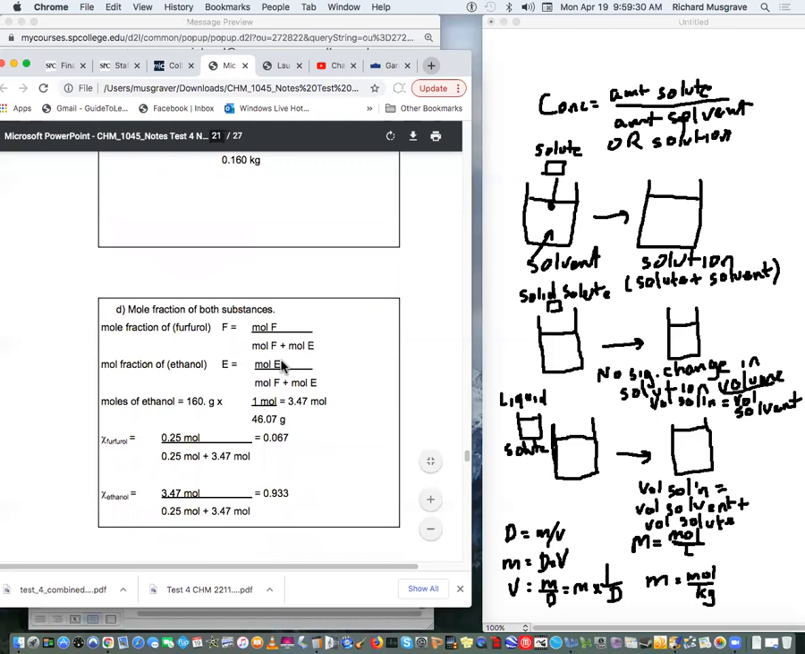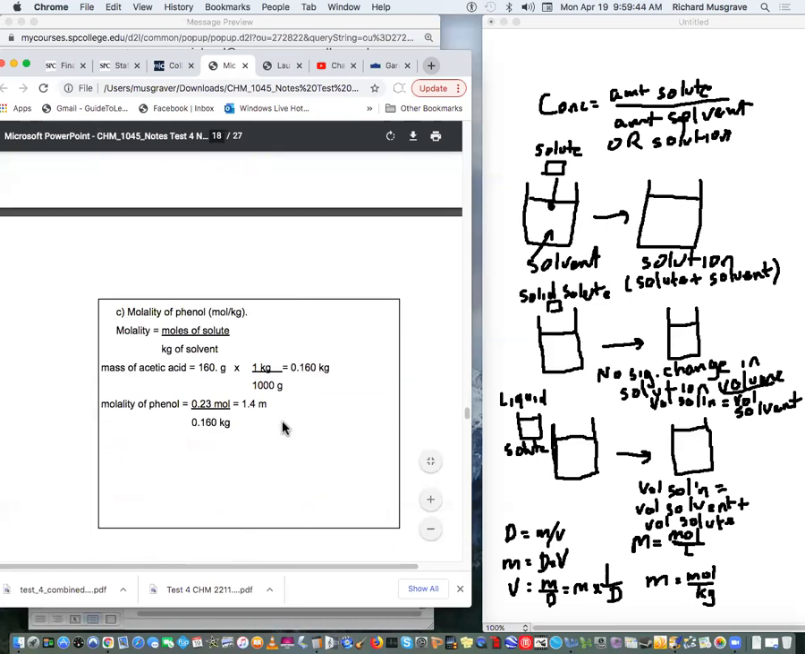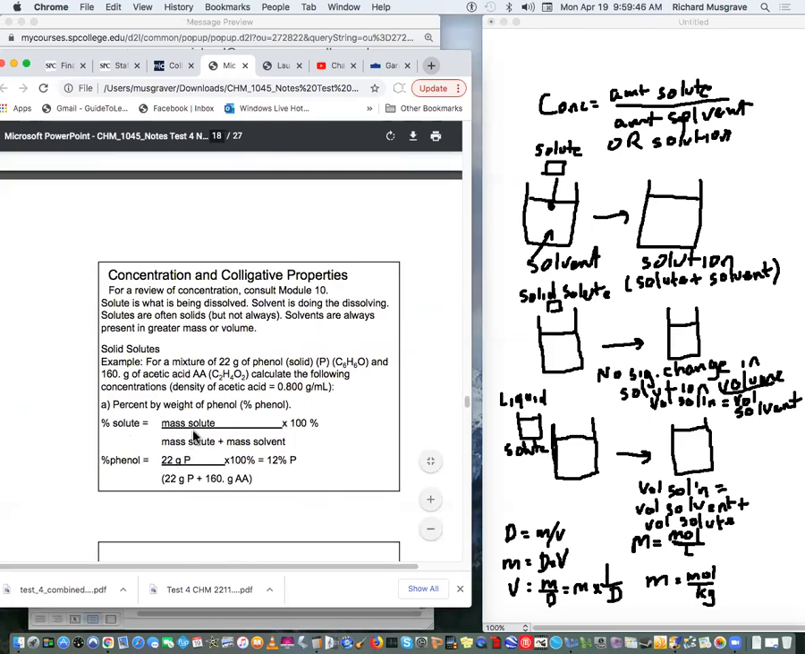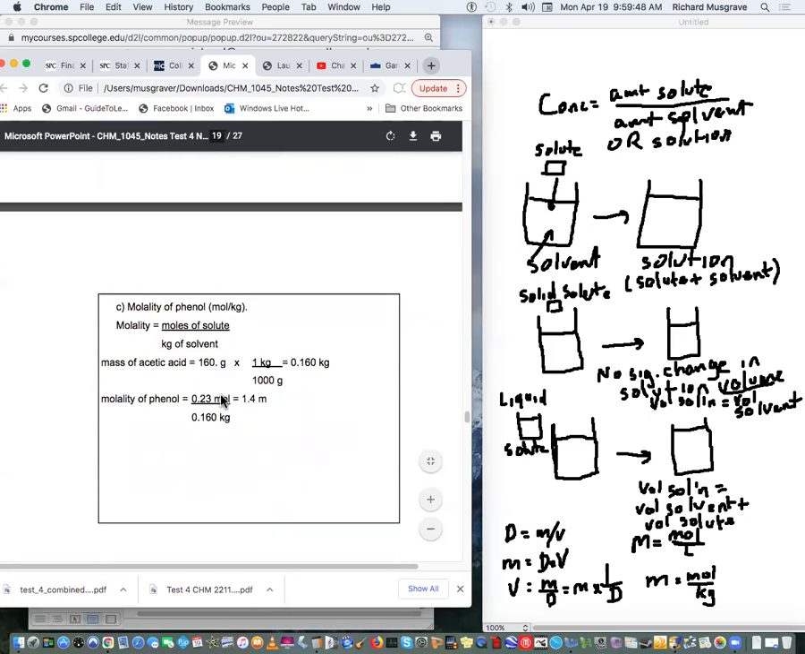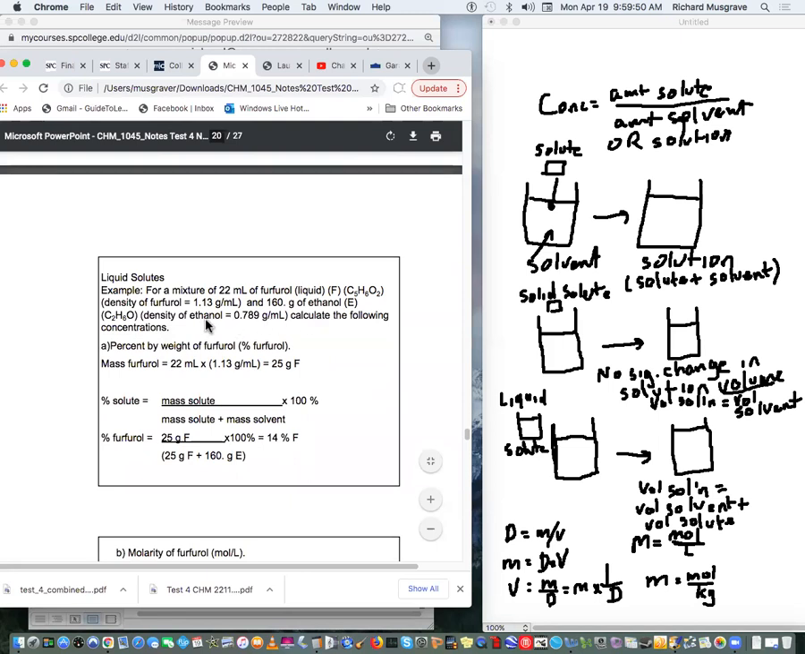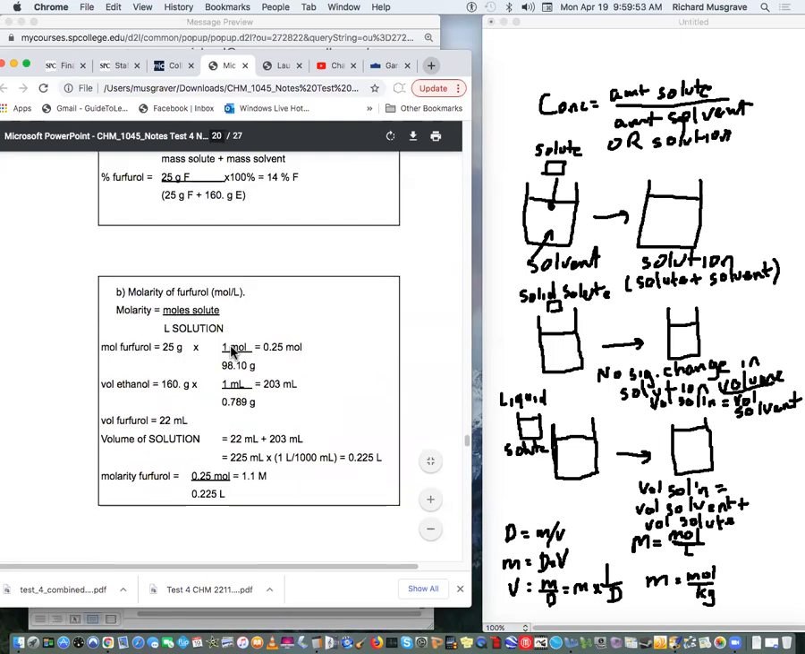The mole fraction is exactly the same as it was before as well. We need to get the moles of each. We already have the moles of furfural. Now we need the moles of ethanol, and that would be 160 grams times 1 mole over 46.07 grams, which we get again from the molecular formula, which is up here, C2H6O.